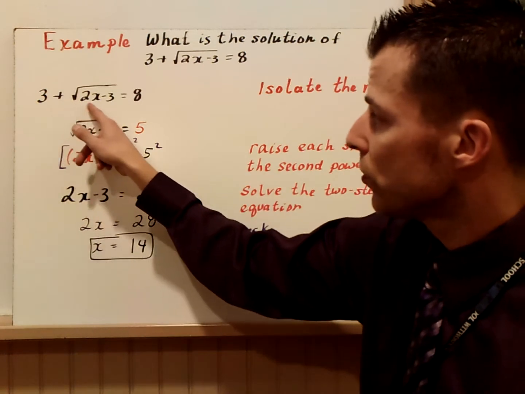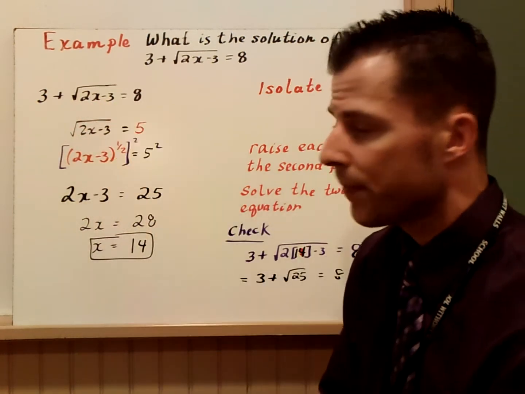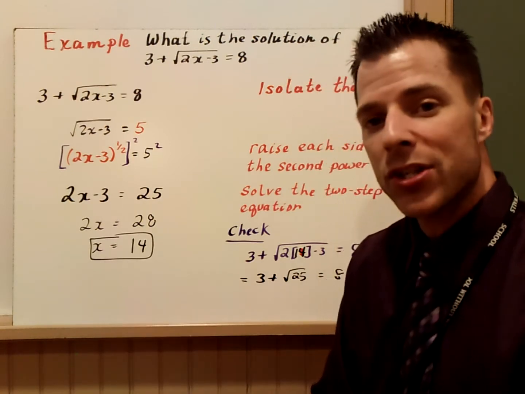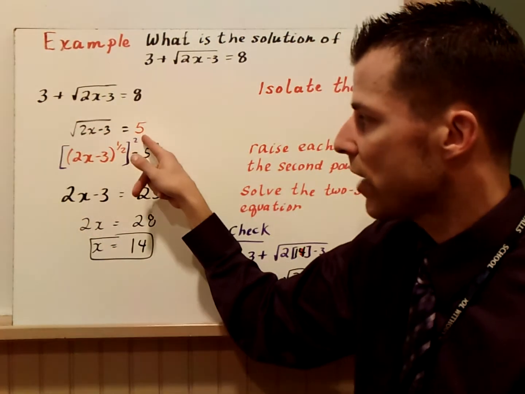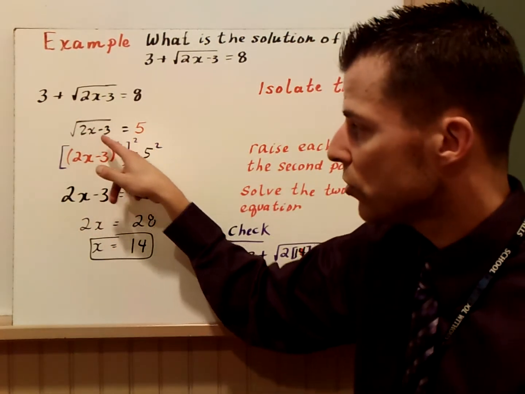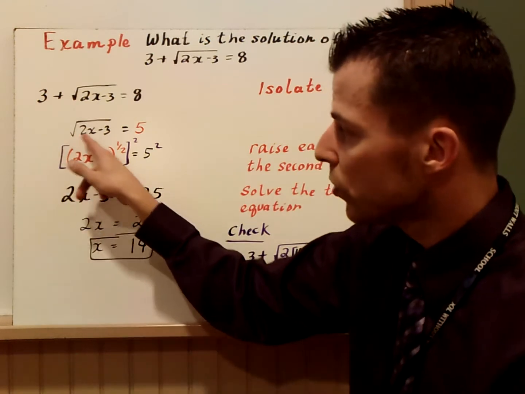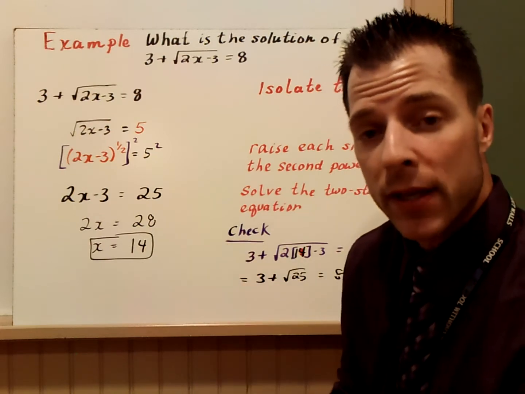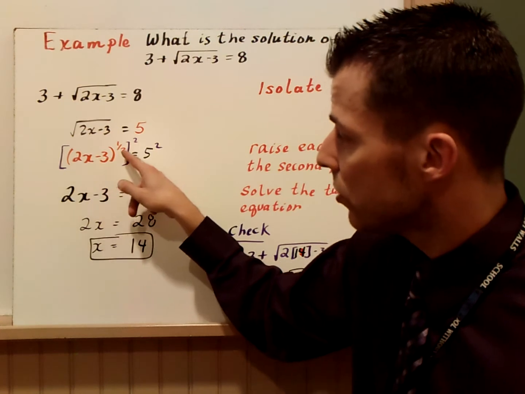So 3 plus the root of 2x minus 3 equals 8. The first thing, before you can raise anything to a power, make sure the radical's alone. The 3 is tagging along here, so we subtract 3 from both sides, and you get root 2x minus 3 equals 5. There's no index written on the root, so it's understood to be 2. So we're going to raise each side to the second power, and that's what I've done here.